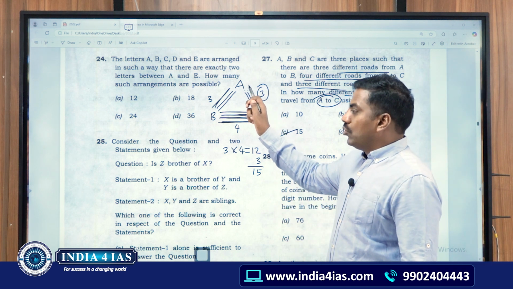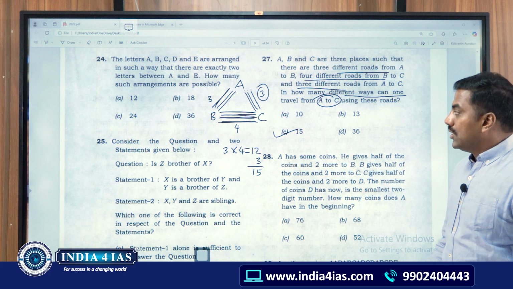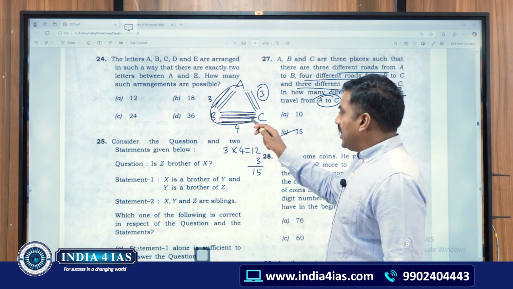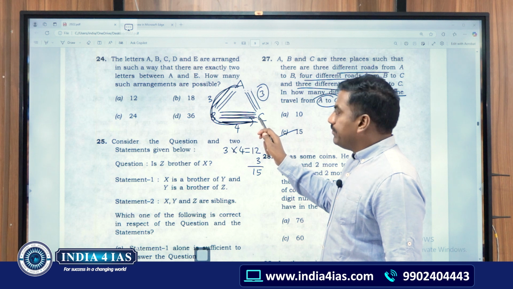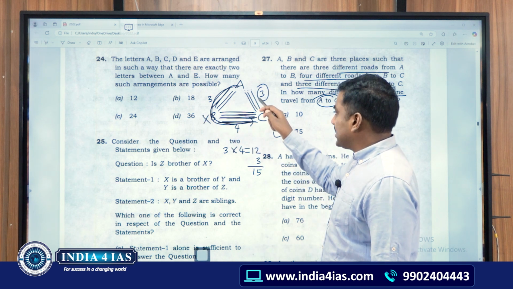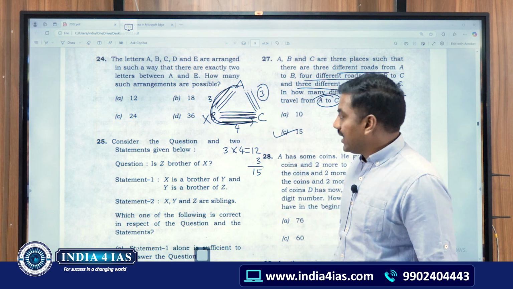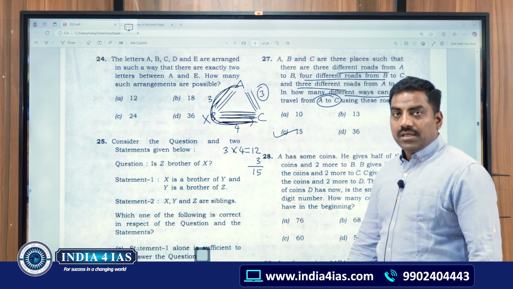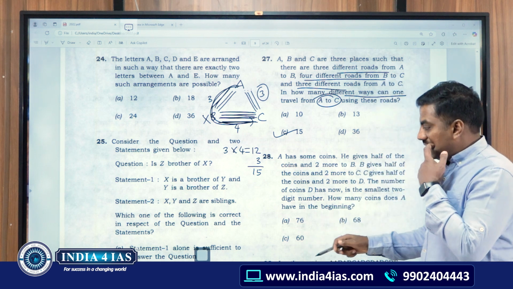Otherwise, people will do 3 plus 4, that is 7, but that is wrong. To go from here to here, your journey will be finished only when you reach C. So, 3 ways and 4 ways, they have to be multiplied. But in this case, there are 3 different ways directly, that's it. We are not multiplying anything. So, 3 plus 12. So, totally 15 different ways.